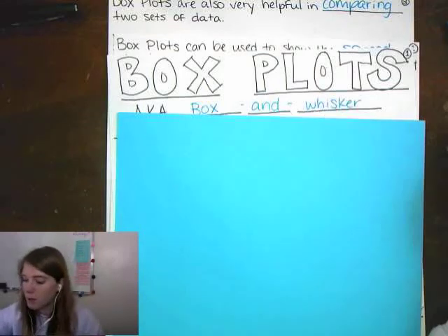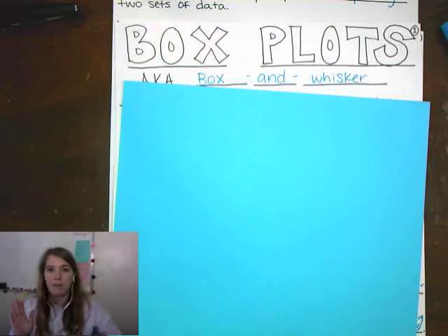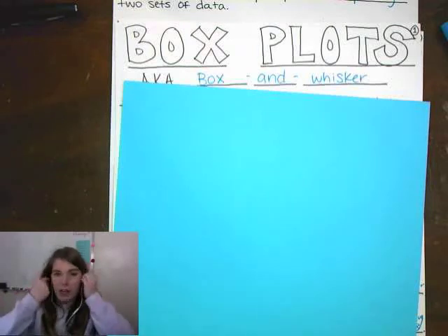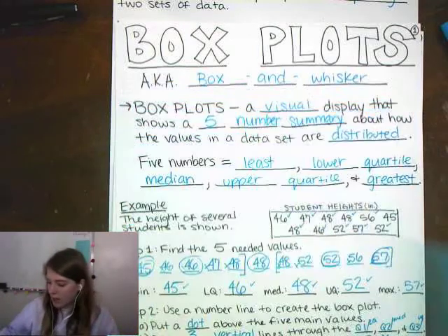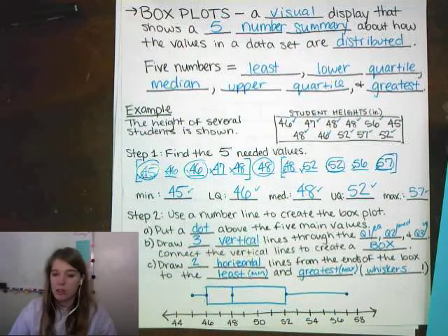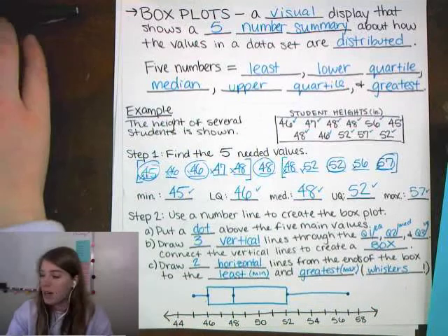But the main thing we do want to pay attention to is that 25% at the bottom, 25% at the top, 50% in the middle, noticing that interquartile range and things like that. And then again, just making sure that you're following our steps here with our dots and our 3 vertical and 2 horizontal lines to make your box and your whiskers.